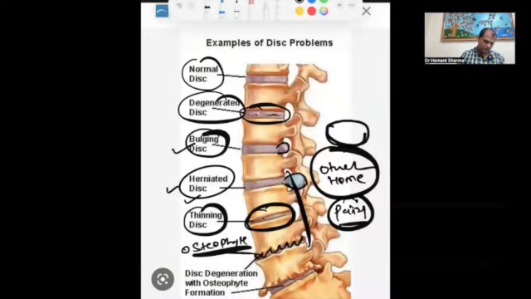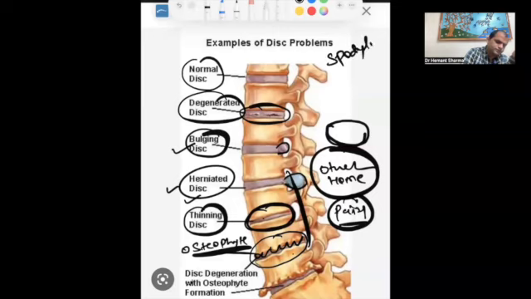So now there are two conditions happening. Condition number one, the gap is reducing. Condition number two, the formation of the osteophyte. Then this condition is called spondylosis. So look at here.